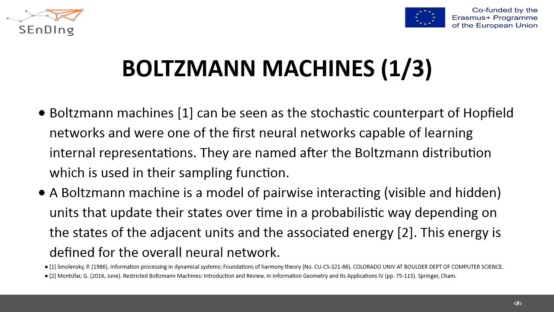Boltzmann machines can be seen as the stochastic counterpart of Hopfield networks and were one of the first neural networks capable of learning internal representations. They are named after the Boltzmann distribution, which is used in their sampling function. A Boltzmann machine is a model of pairwise interacting visible and hidden units that update their states over time in a probabilistic way depending on the states of the adjacent units and the associated energy. This energy is defined for the overall neural network.